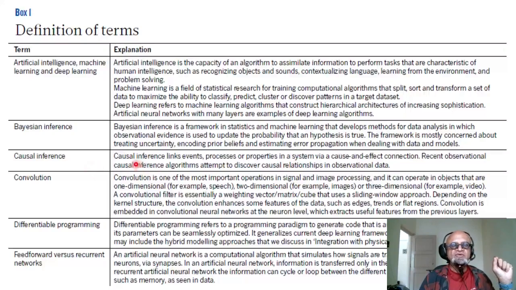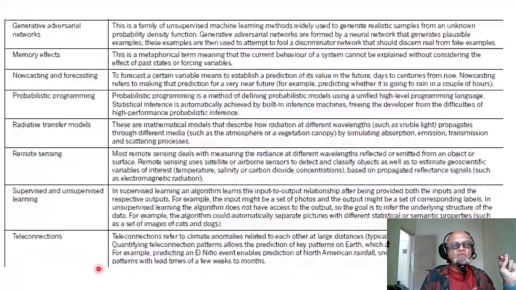Causal inference, of course, you know, that's linking events, processes, or properties in a system via a cause and effect connection. Convolution, it's much more technical, so I'm not even going to bother to read it. Differentiable programming, it's a programming paradigm to generate code that is automatically differentiated such that its parameters can be seamlessly optimized. Don't worry about it. Feed-forward versus recurrent networks, generative adversarial networks, memory effects.